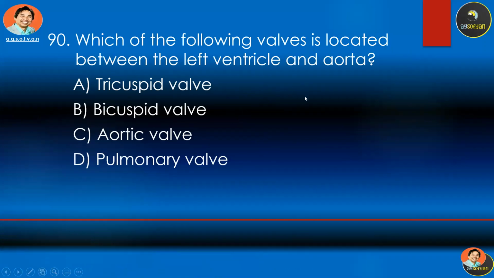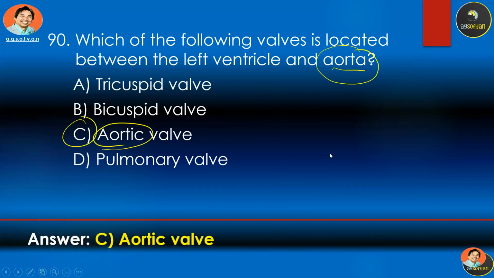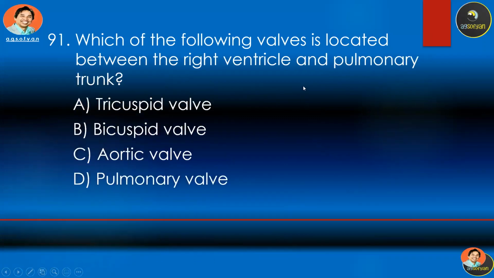Which of the following valves is located between the left ventricle and aorta? It should be easy because it is going to the aorta, so the valve will be the aortic valve. Which of the following valves is located between the right ventricle and pulmonary trunk? Because it is going to the pulmonary trunk, the valve is called the pulmonary valve.